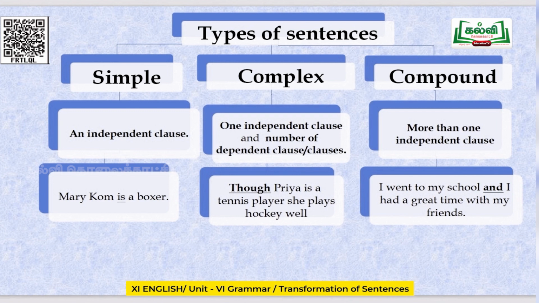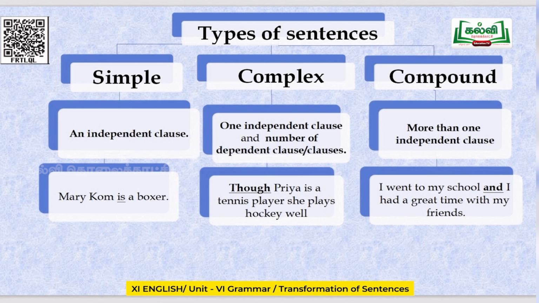In a complex sentence, you will have one main clause, one independent clause, and you can have any number of subordinate clauses. You can just represent it as n number of. It can be one or it can be any number. So, these clauses are connected by a subordinating conjunction.